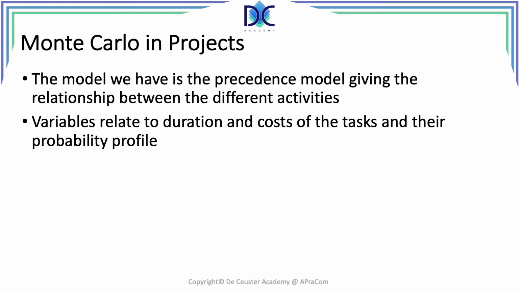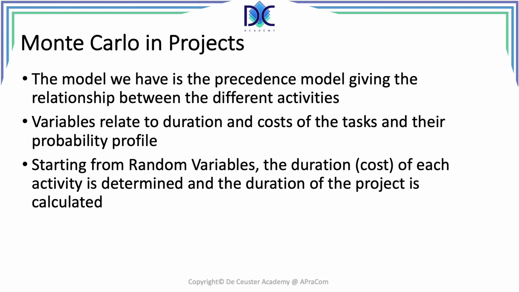Based on the probability distributions together with the generated random numbers, for every activity we will have a duration or a cost. We start from random variables and we determine the duration or the cost, and at the end we find the total duration of the project. Here it's different from the PERT method, because in the PERT method or the 3-point method we typically looked at the critical path, and we only had one path basically that was the result. In a Monte Carlo simulation, all paths can become critical.